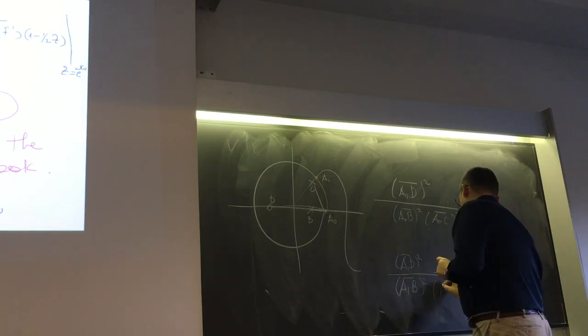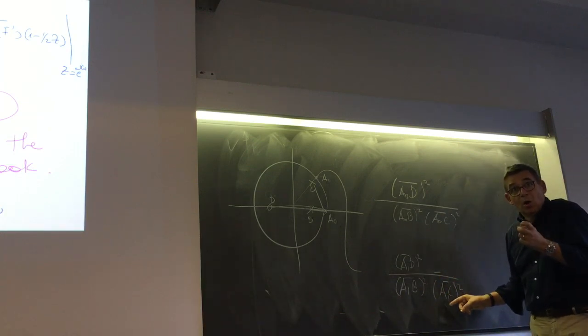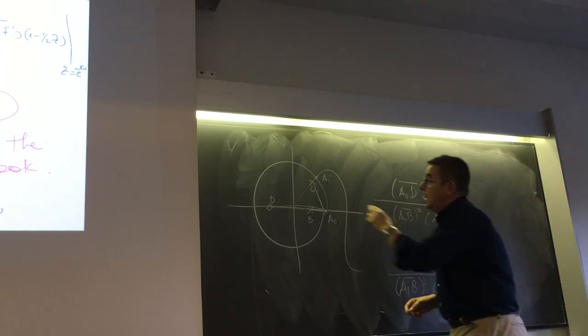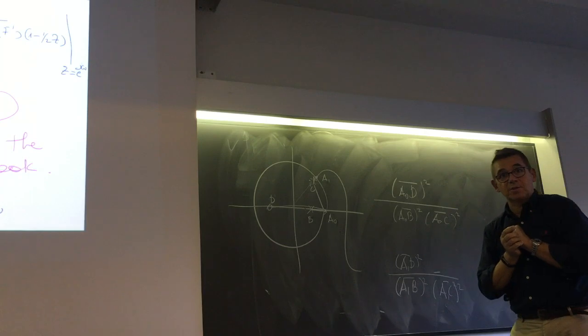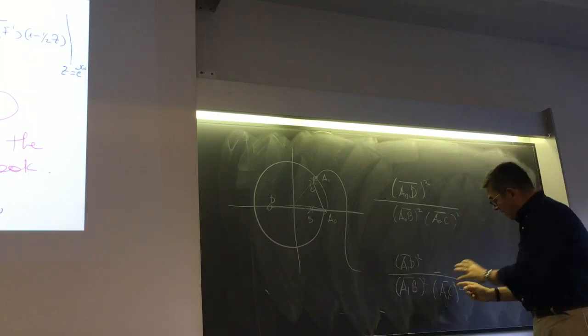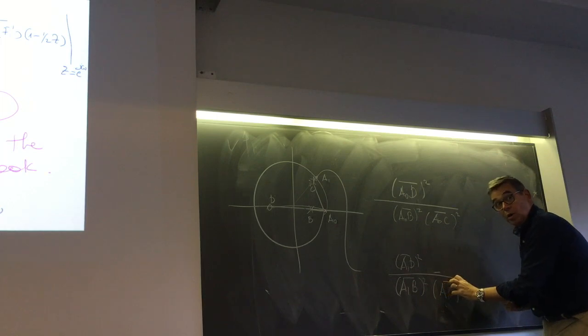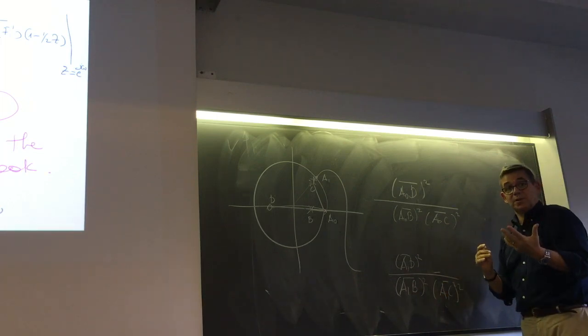Then I have A1C squared. Now, A1C is very small. Imagine this pole is very, very close to the unit circle. So what's happening? This one is very, very small. Since this one is very small, the reciprocal gets very big.